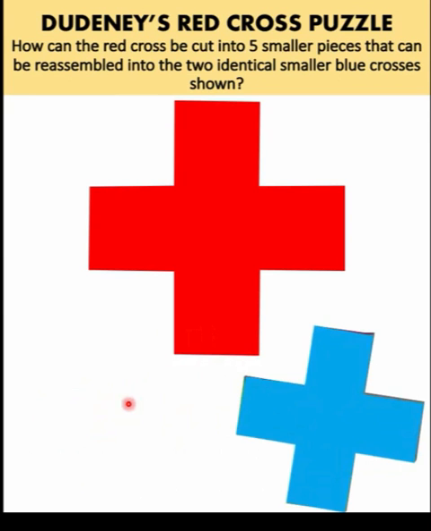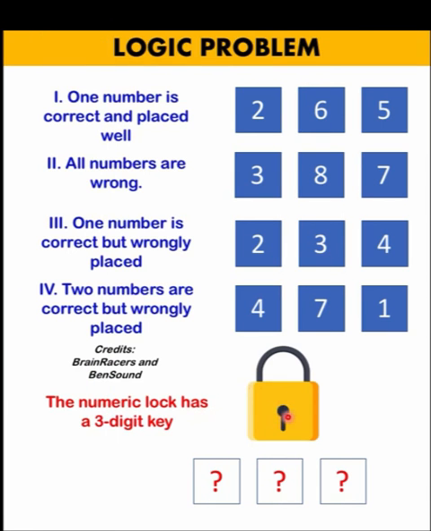We are given this numeric lock with a 3-digit key. And the way to open this lock is for us to follow the logic stated in these 4 statements. The first one is, one number among 2, 6, and 5 is correct and is placed well. Second, all these numbers 3, 8, 7 are wrong. Third, one number among 2, 3, and 4 is correct but wrongly placed. And lastly, 2 numbers from 4, 7, and 1 are correct but are wrongly placed.